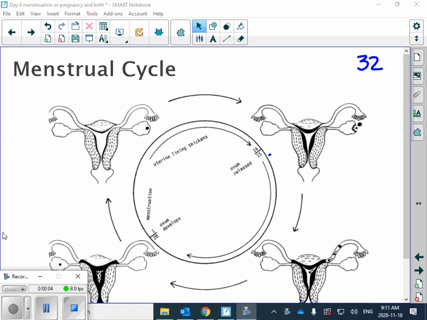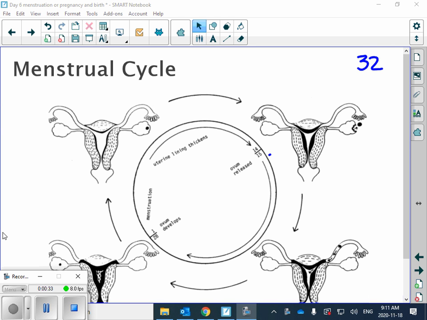Last day we talked about the male and female reproductive anatomy, and we alluded a little bit to what happened if that egg was fertilized, and to what happened if that egg wasn't. So we're going to get into a little bit more detail on the menstrual cycle today, and then we'll get into what happens if that egg is fertilized, and we'll go from there.